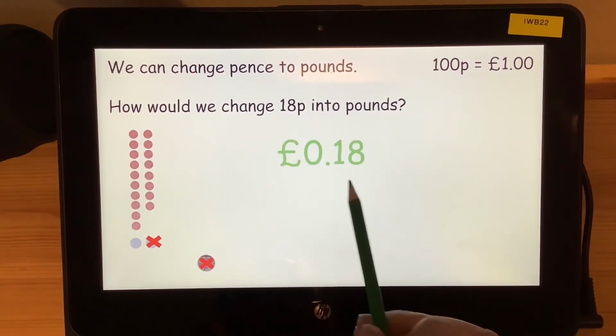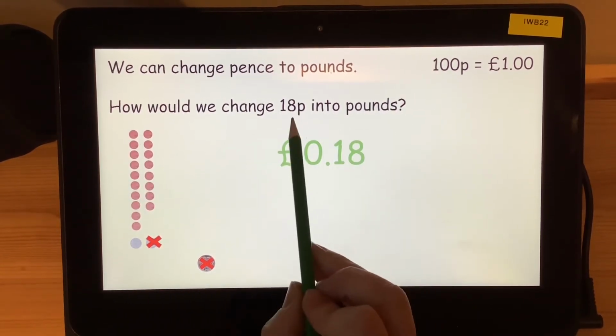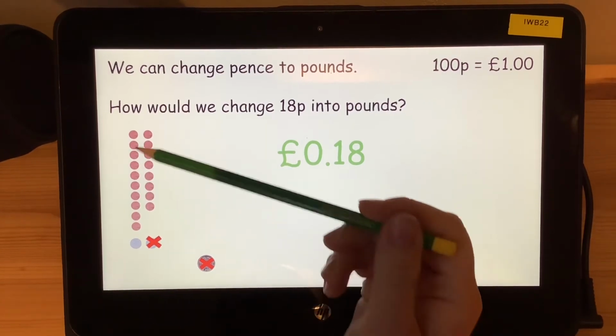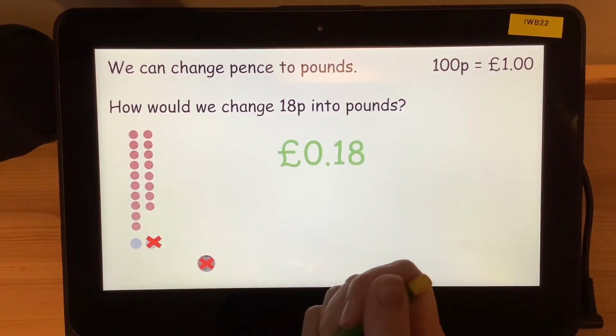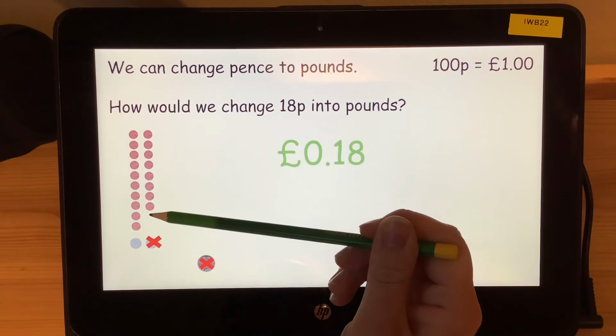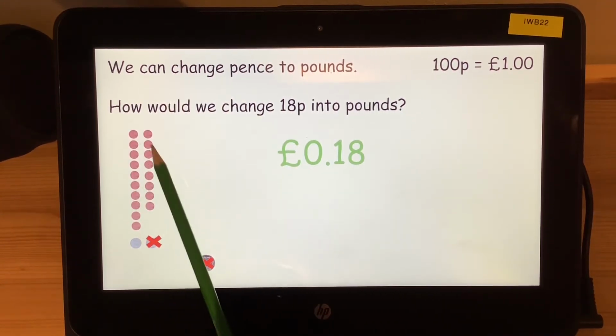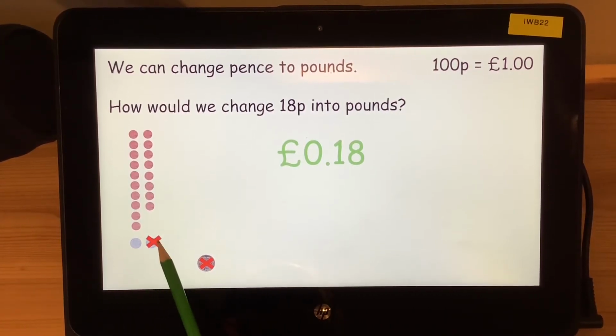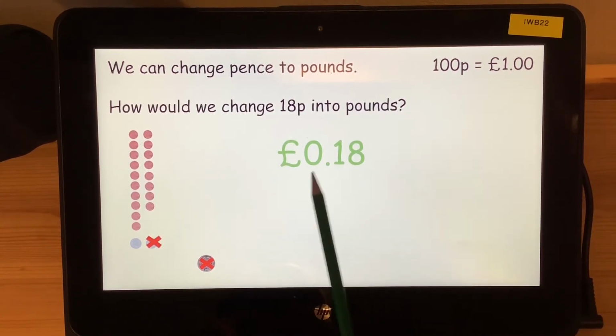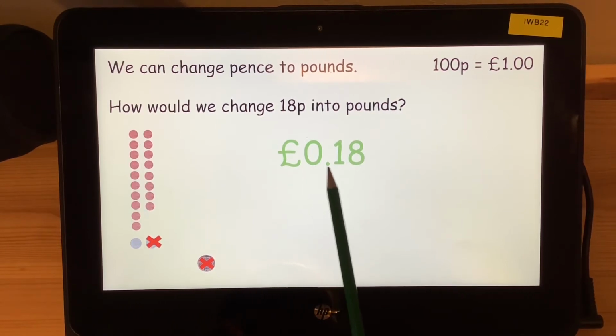So if we've got 18 pence, that is the same as having ten 1p's to make a 10p, and 8 pence. So there we've got a 10p because we had ten 1p's, and 8 pence. We've got no pounds, and we haven't got two 10p's because we didn't have enough this side. So we've got one 10p and 8 pennies, and that would be written as £0.18 pounds.